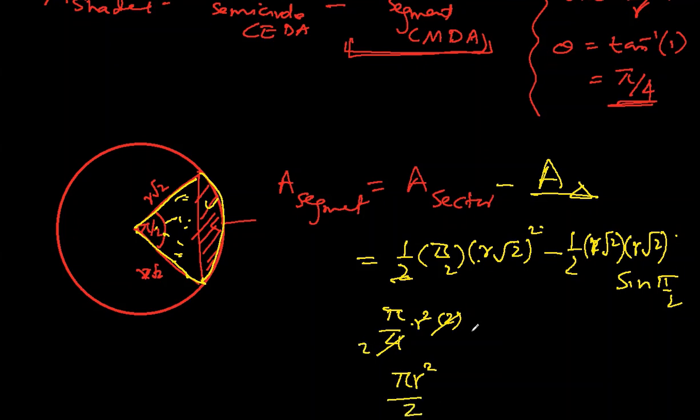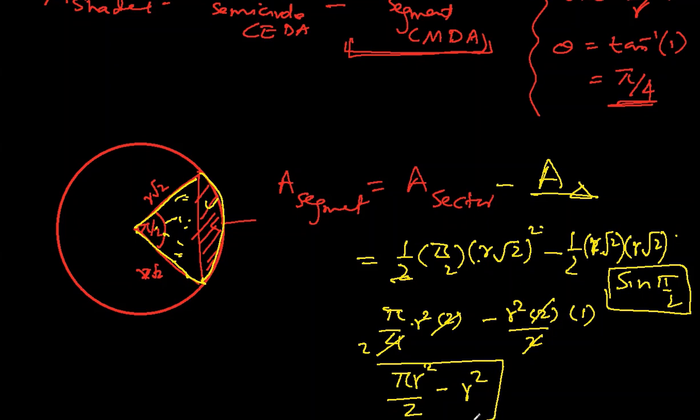Alright, now the second part, half r, again this will be r square root 2. Okay, r square times 2 over 2. Sine pi by 2 is 1. Okay, 2 and 2 cancel. So pi r square over 2 minus r square is the area of the required segment.